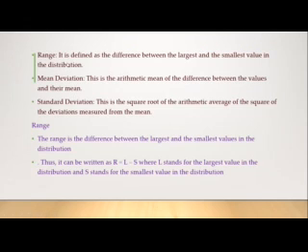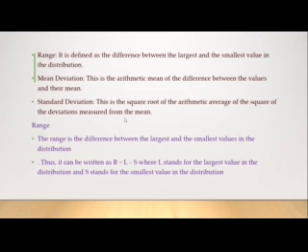So what is range? Range is always defined as the difference between the largest and the smallest value in the distribution. Mean deviation is generally the arithmetic mean of the difference between the values and the mean. And standard deviation is the square root of the arithmetic average of the square of the deviation measured from the mean. Each has a formula, and we can do it with the help of some examples.